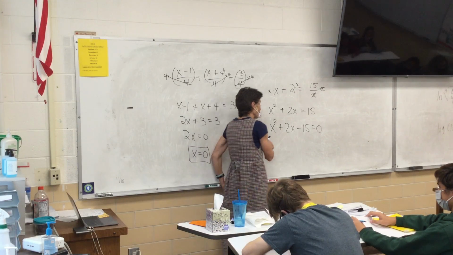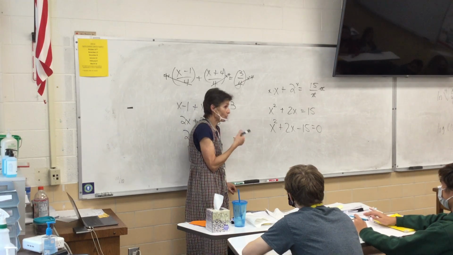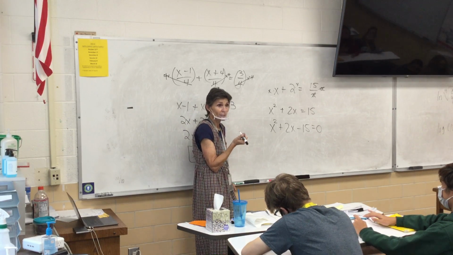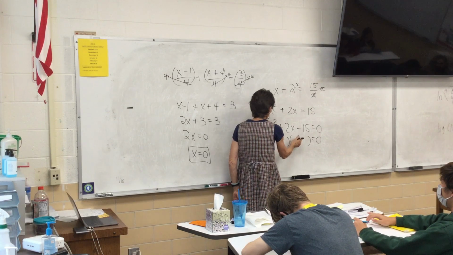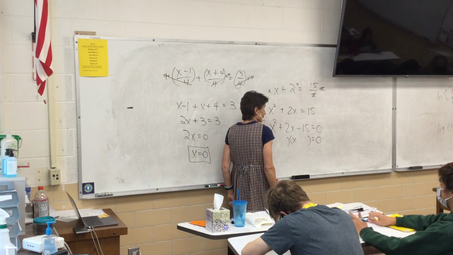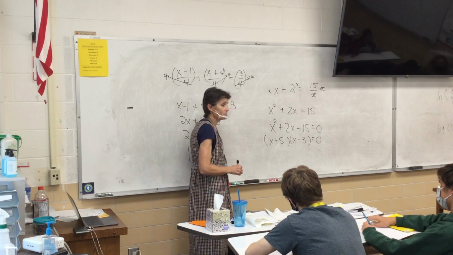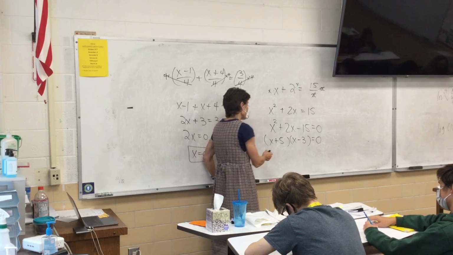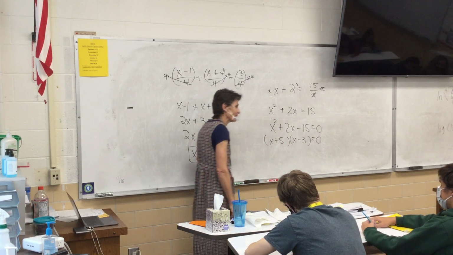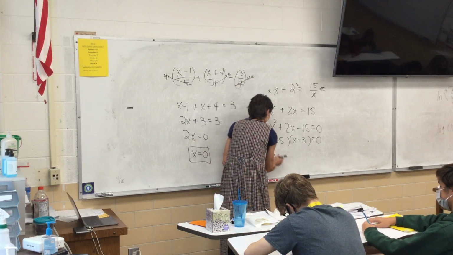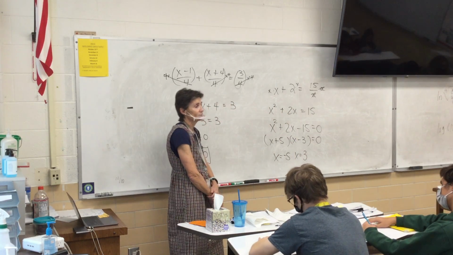Now, what can you do at this point? Look at that equation. We could factor it, or we could use the quadratic formula, right? This one factors easily. How does it factor? x plus 5, x minus 3. You are exactly right. When I check it, x squared minus 3x plus 5x minus 15. That's perfect. So what are my answers? x equals -5 or x equals 3.